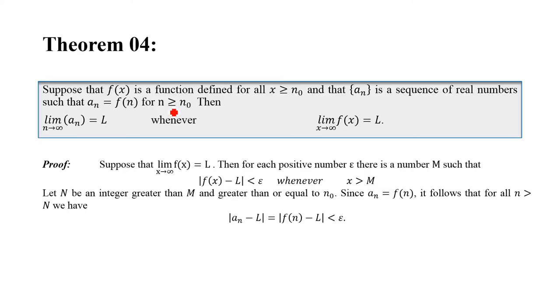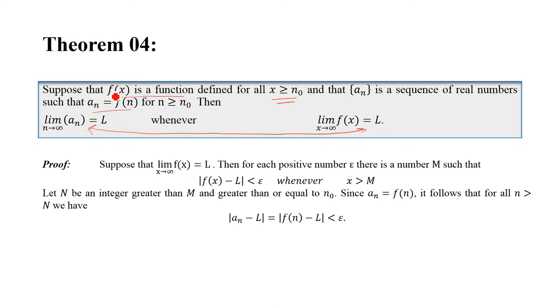Next theorem. Suppose that f(x) is a function defined for all x greater or equal to n_0, and that a_n is a sequence of real numbers such that a_n is equal to f(n) for n greater or equal to n_0. Then the limit of a_n as n approaches infinity is equal to L whenever the limit of f(x) as x approaches infinity is L, right?